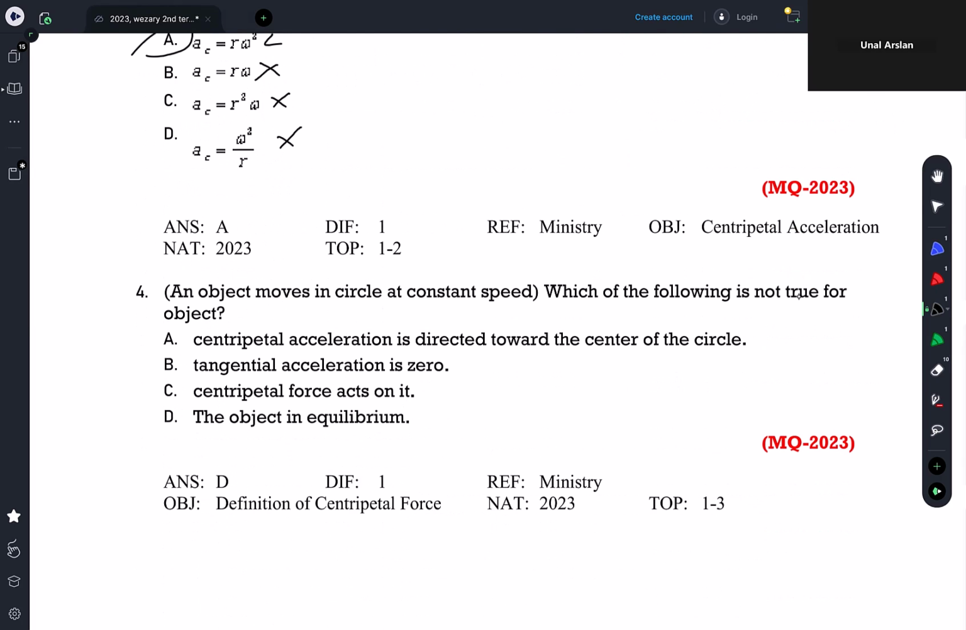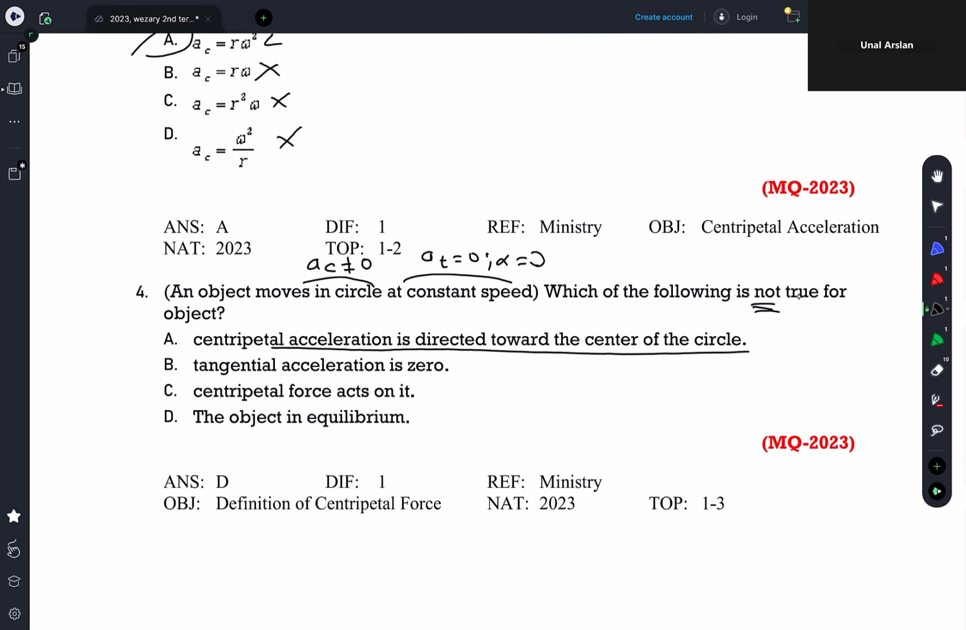Question number 4. An object moves in a circle at constant tangential speed. Which of the following is not true for this object? So first, if it is moving in a circular path, a_c is not 0. But constant speed means tangential acceleration is 0, and angular acceleration is 0. So centripetal acceleration is directed towards the center of the circle. Yes, centripetal acceleration is always directed to the center of the circle.